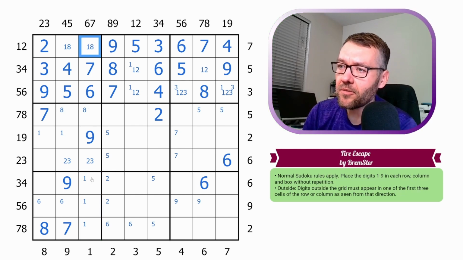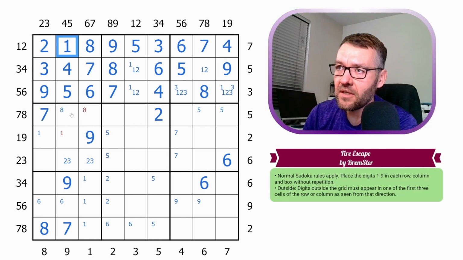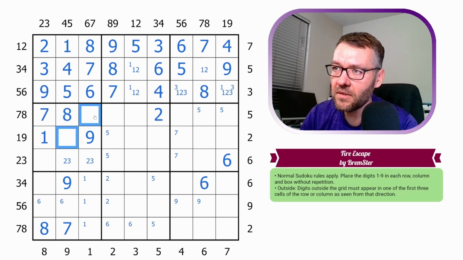One's going to go in here. Oh, yeah, the pointing 1 from the very beginning. So this can't be a 1. This is an 8. This is a 1. All right. Which makes this an 8, and this is a 1. Can delete those.